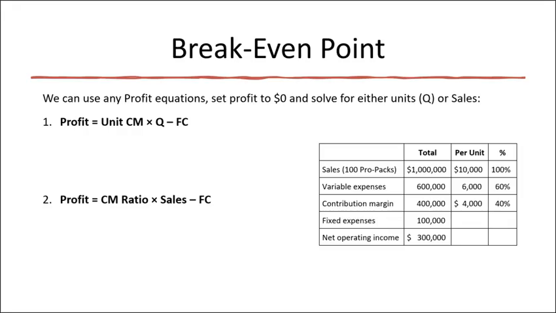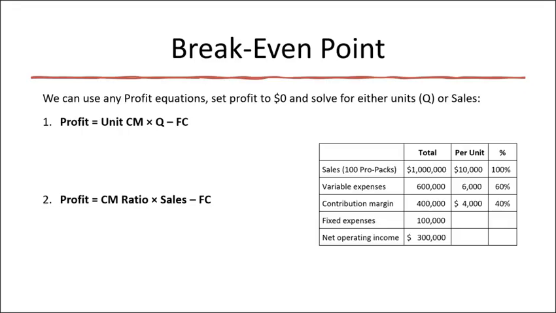AmpliSoft Studios managers might want to know more than that. They might be asking, what is our break-even? Well, the break-even point is the level of sales at which profit is zero, and managers often want to know this in both terms of total sales and unit sales. We can use the profit equations and simply set profit to zero and solve for either units or sales.